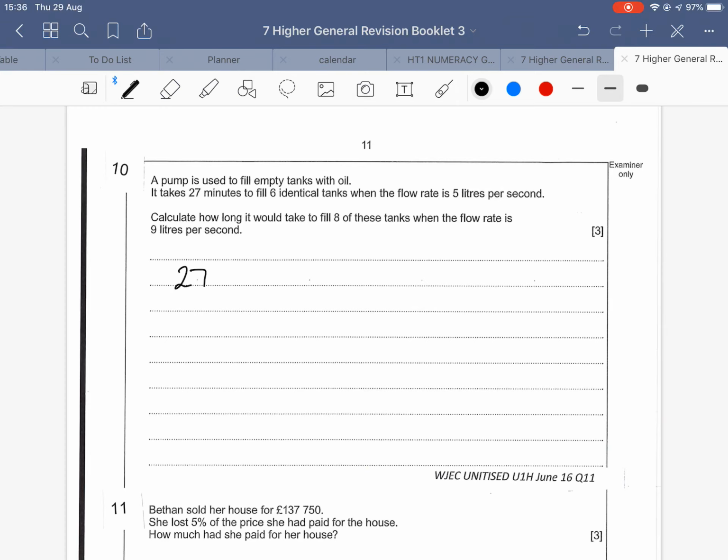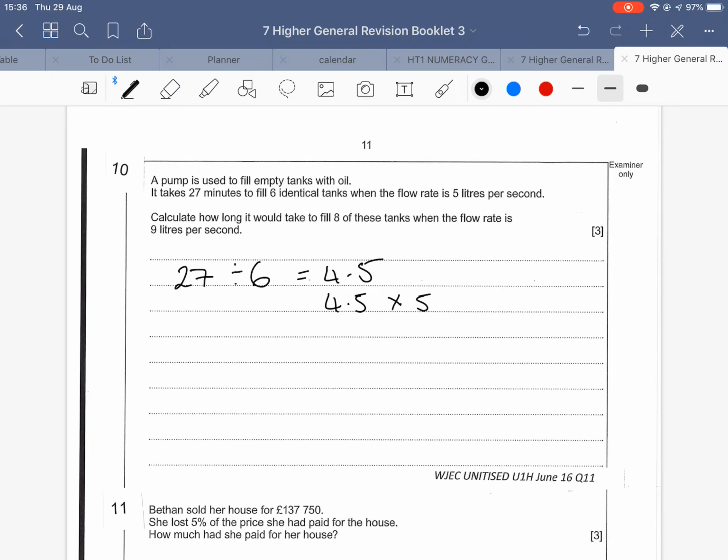So if it takes 27 minutes to fill 6 tanks, look at how many minutes it takes to fill 1. So divide that by 6. That should give you 4.5 minutes per tank. And if it's got a flow rate of 5 litres per second, because of the different flow rates, we multiply that by 5. We get 22.5. Oh, right. Don't ever do what I just did. Look at my equal signs. 27 divided by 6 doesn't equal 22.5, does it? That's horrible. I'm going to scroll that out.